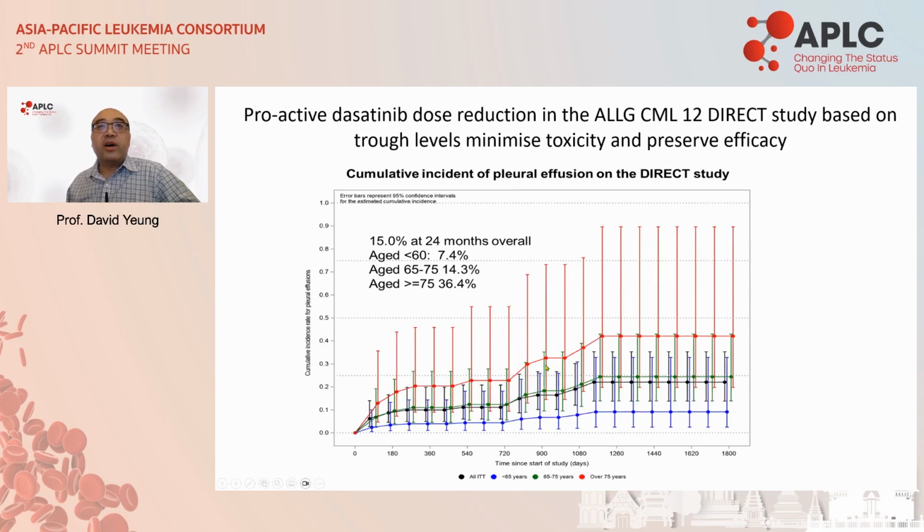But we still saw our fair share of pleural effusion, especially in patients greater than 75 years of age, 36% cumulative incidence, even though the majority of these patients were dose reduced to 50 milligrams once a day.